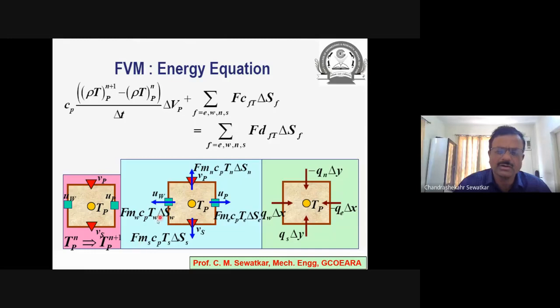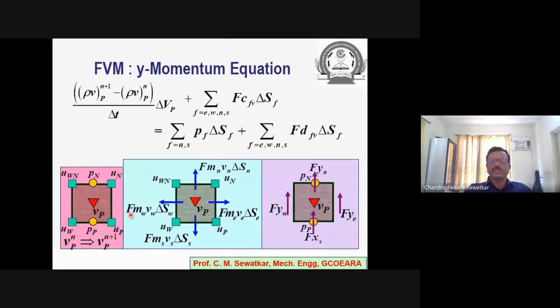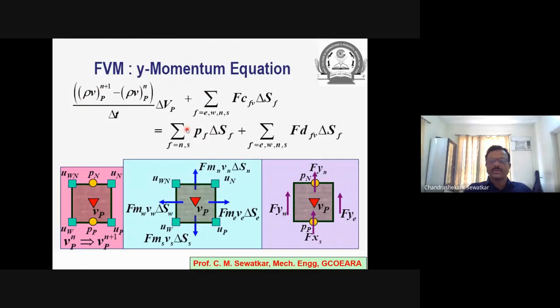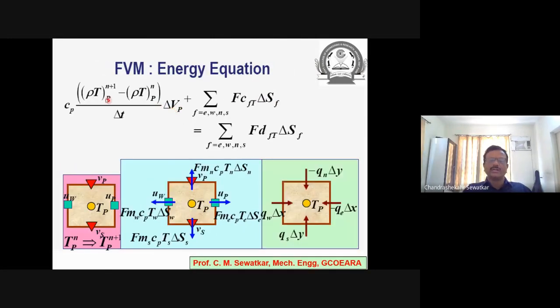By carrying out the interpolation of the velocity, we obtain the velocity across the faces, and that velocity multiplied by rho gives the mass flux. So this is my algebraic equation, the X momentum algebraic equation, and my Y momentum equation, which is in algebraic form. All the terms are algebraic in nature. There is no differential term in the equation, and in the energy equation also there is no differential term. All the equations are algebraic in nature.